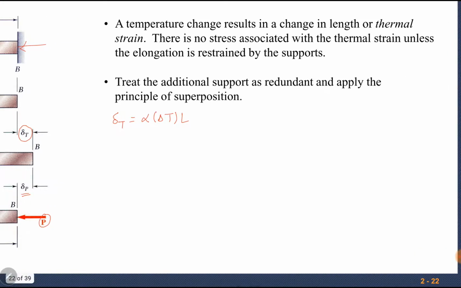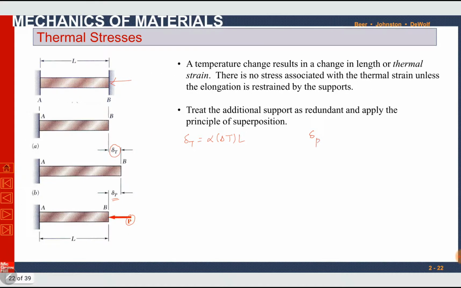So delta P can be found from this expression, PL over AE. This is already known to us. The summation of these two deformations, the deformation due to temperature change and the deformation due to force at constraint B, must be equal to 0 because net change in length in this case is 0. It is closely fit. So by putting the expressions, we can put here delta T is equal to alpha delta T L plus PL over AE is equal to 0.